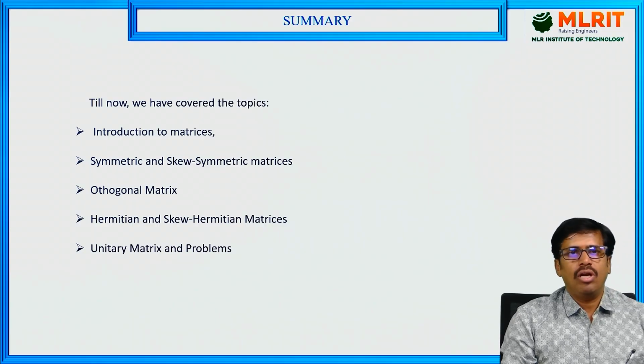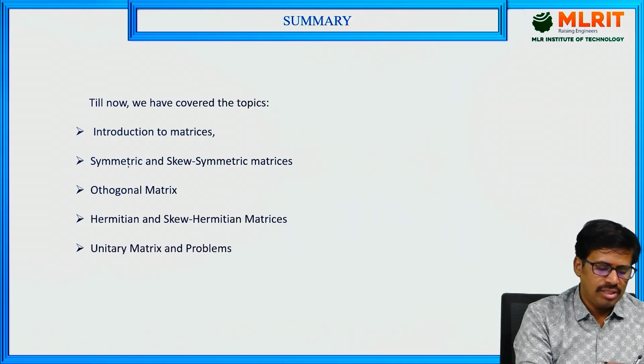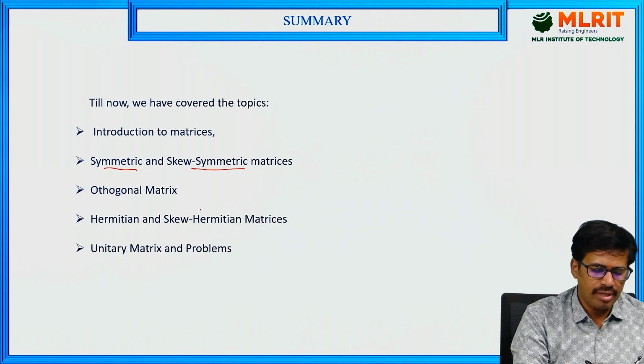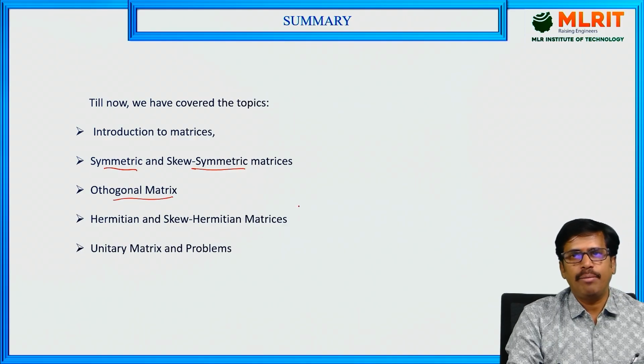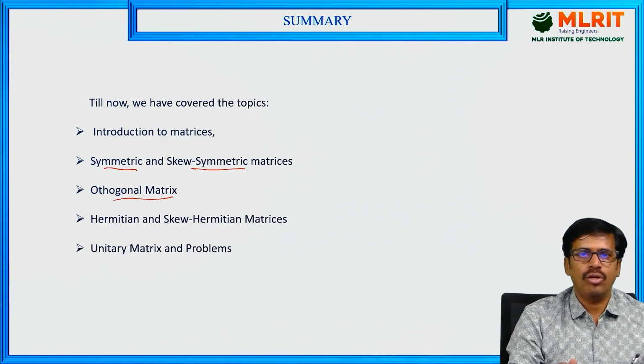So these are the topics which we have covered in this class: matrix definition, symmetric matrix, skew symmetric matrices, orthogonal matrix, Hermitian and skew Hermitian matrix, unitary matrix. These are all different types of matrices we have covered in this. Next lecture we are going to cover echelon form, normal form and Gauss-Jordan method.